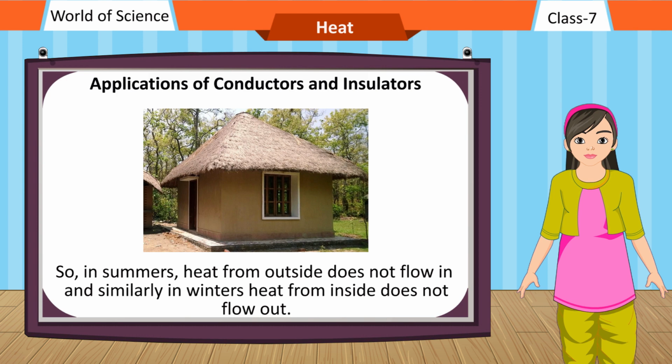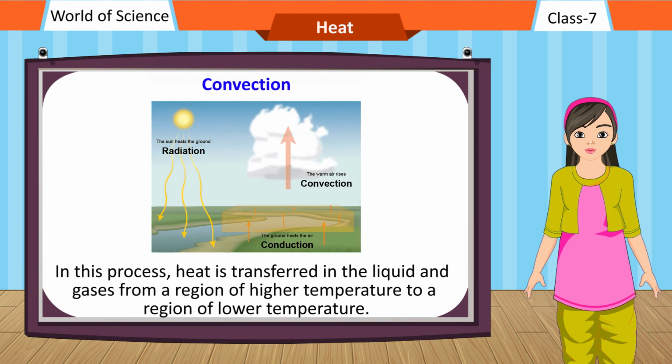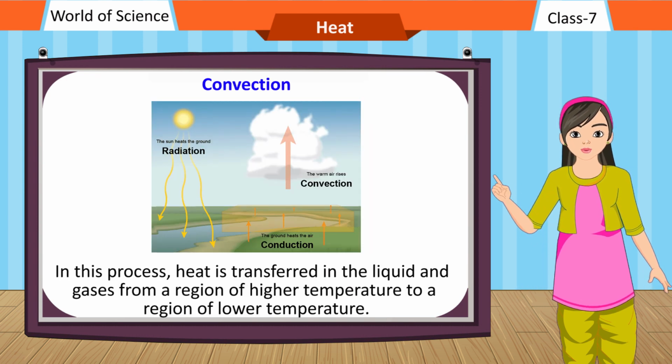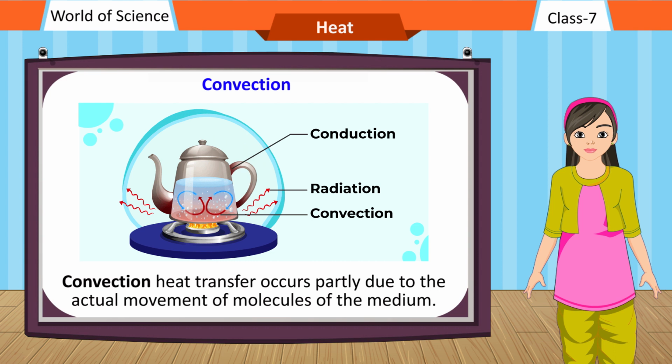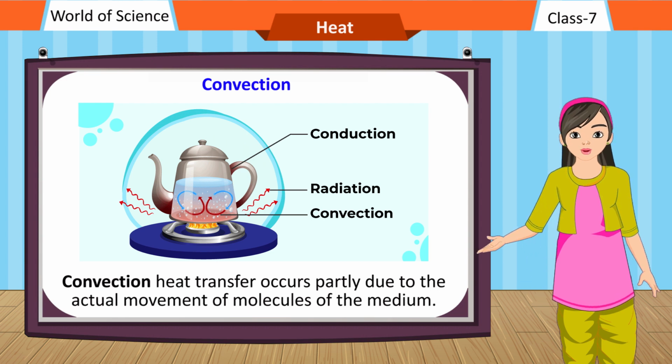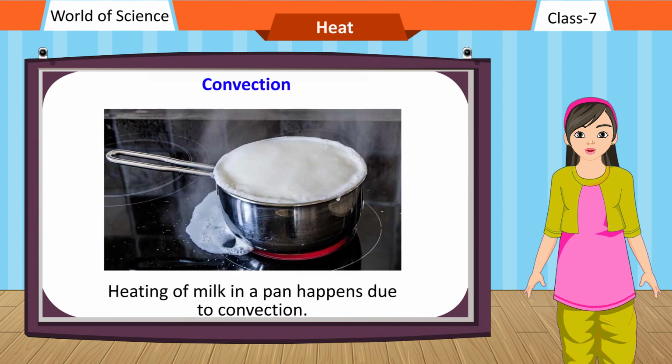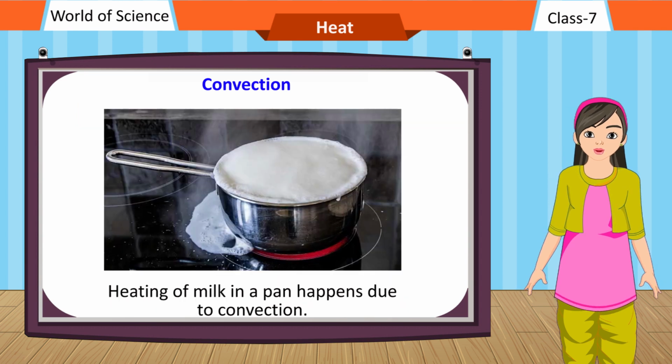Convection. In this process, heat is transferred in liquids and gases from a region of higher temperature to a region of lower temperature. Convection heat transfer occurs partly due to the actual movement of molecules of the medium. Heating of milk in a pan happens due to convection.